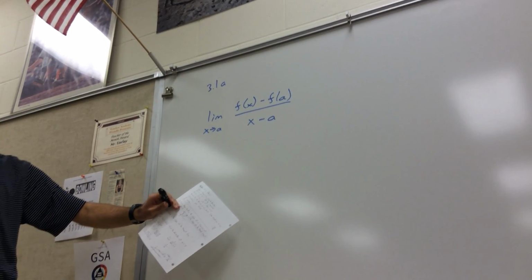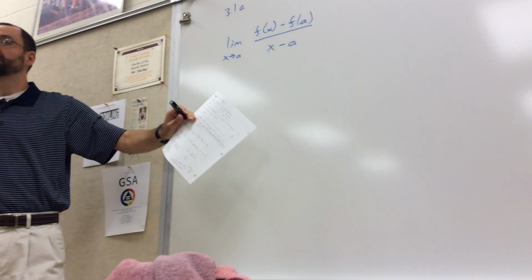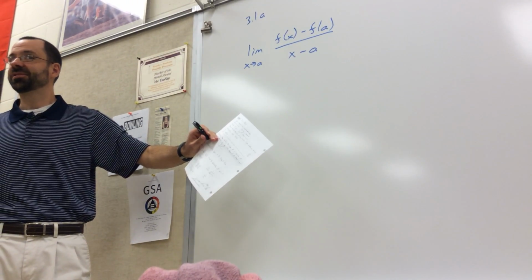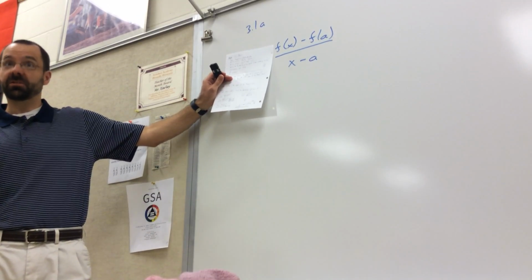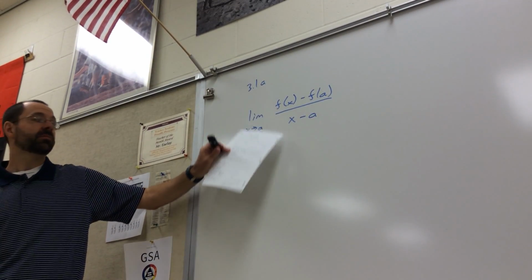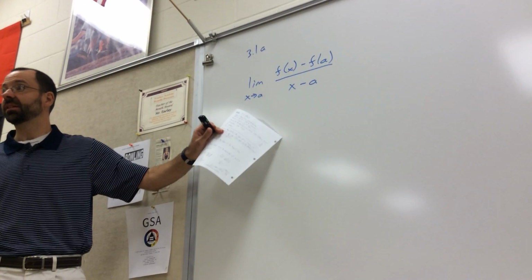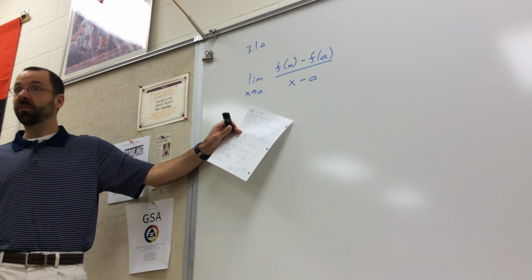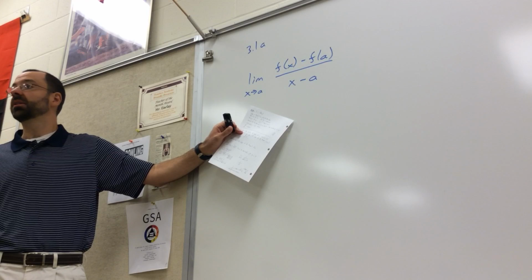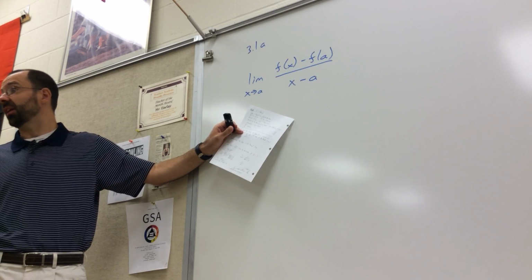This is not. So the limit changes the whole thing. If it didn't have a limit, it would be average rate of change. With the limit, it's what? It's the slope of a curve at a point. So it's the instantaneous rate of change.